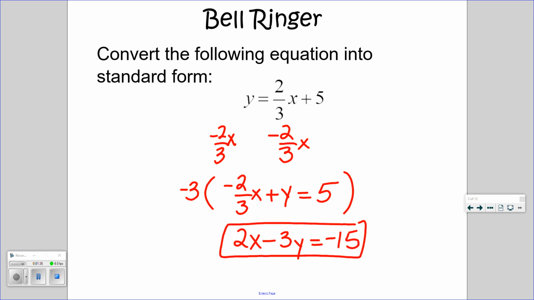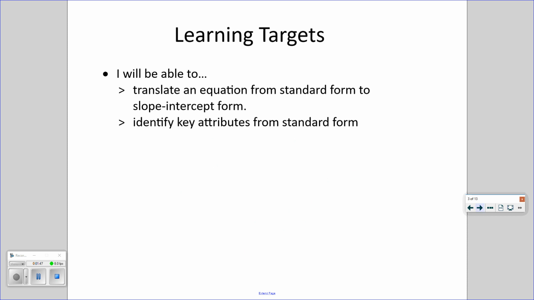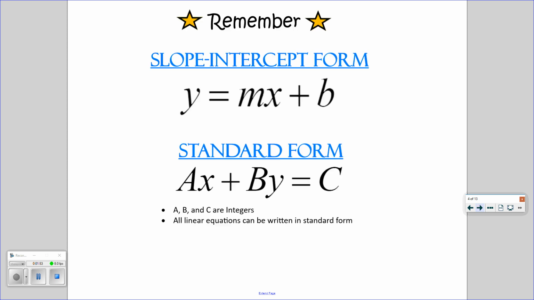Again, that is what was on your quiz. That is what we've been doing over the last couple of days. So today what we're going to do is actually work backwards and go from standard form to slope-intercept form. And so those are our learning targets for today, and to also look at key attributes from the standard form.